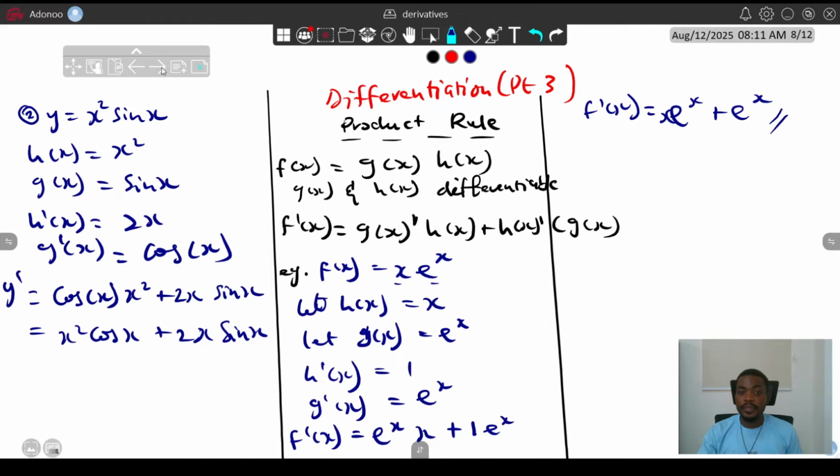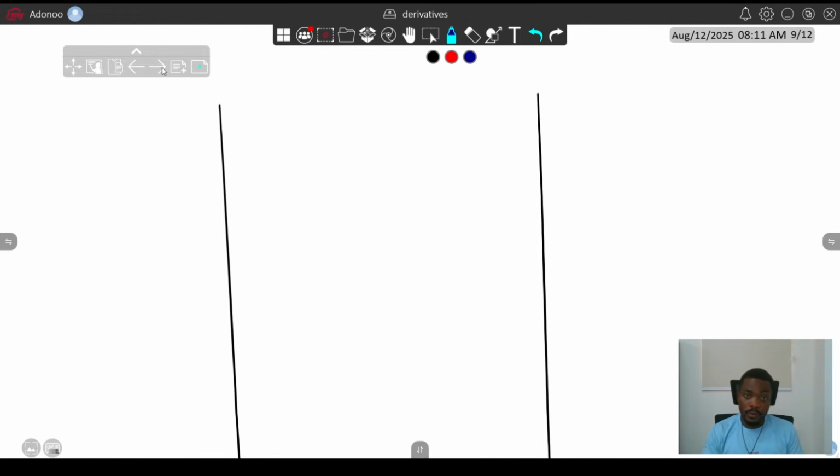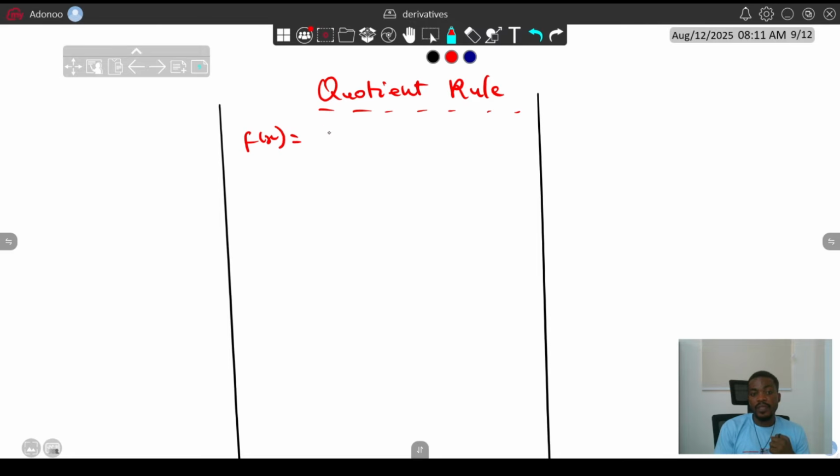Okay, let's look at how the quotient rule works. We use the quotient rule when the function involves two functions, or two rational functions, such that they are dividing each other. So we say if we have f of x is equal to g of x over h of x, then we can use the quotient rule.